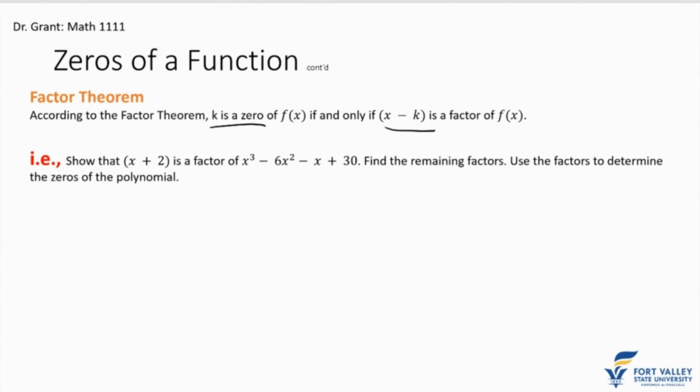So we have quite a bit going on here. Let's take it in pieces. First, we need to show that x plus 2 is in fact a factor. To do that, we would do synthetic division. So we'll divide by -2. If we get a remainder of 0, then it is a factor.